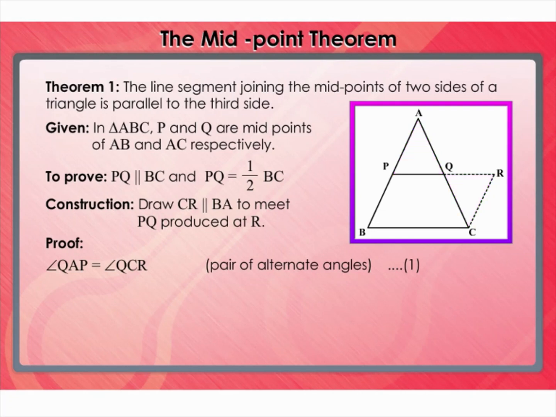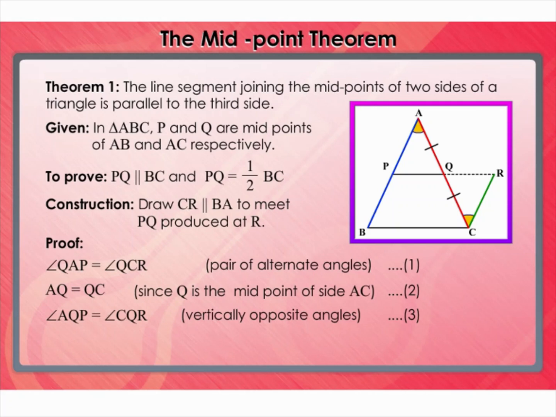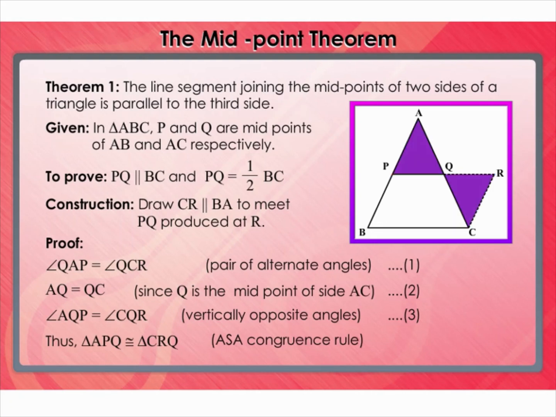As they form a pair of alternate interior angles, denote this as equation 1. Also, AQ is equal to QC, since Q is the midpoint of side AC. Also, angle AQP is equal to angle CQR, since they form a pair of vertically opposite angles. Thus, two angles and the included side of triangle APQ are equal to two angles and the included side of triangle CRQ. Thus, by the ASA congruence rule, triangle APQ is congruent to triangle CRQ.